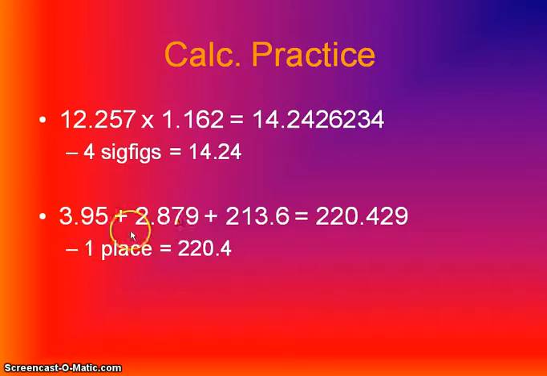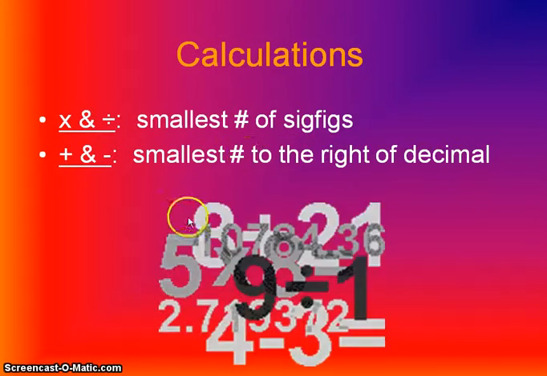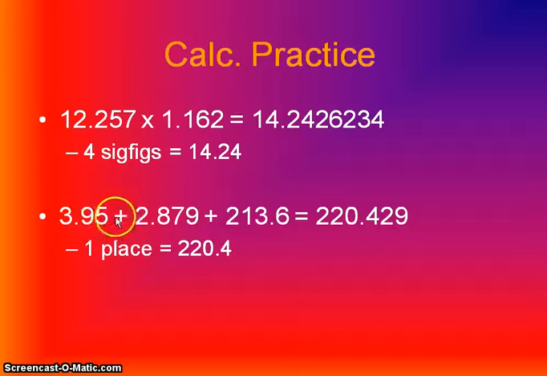Now with the addition problem down here, when you're looking at addition, remember we're only looking to the smallest number to the right of the decimal place. So we've got something to the hundredths here, we're adding that to something to the thousandths place, and we're adding that to something from the tenths place. So our smallest to the right of the decimal is this one that only goes to the tenths place. So when you add all of these into your calculator, and this is what your answer comes out to be, 220.429, well then we know that we can really only be as precise as to go to the tenths place. So this would end up being 220.4.